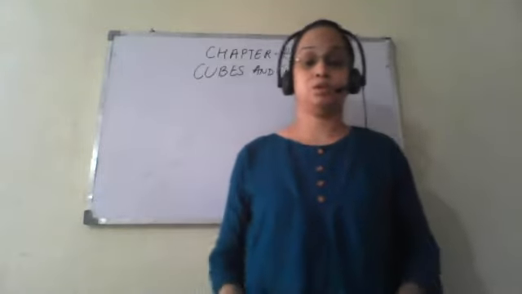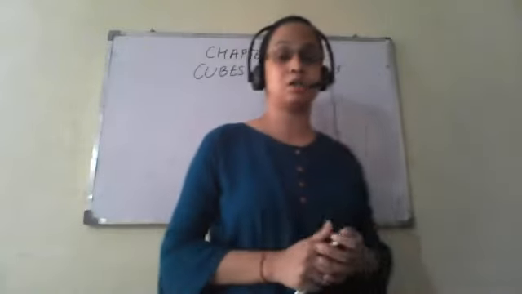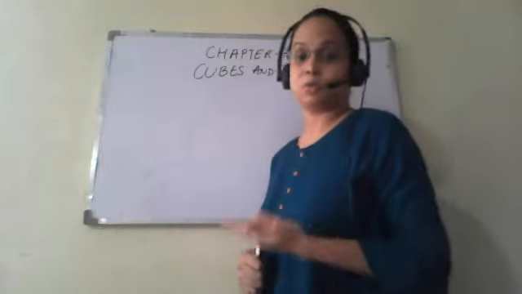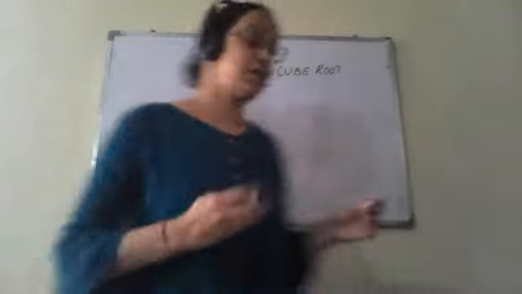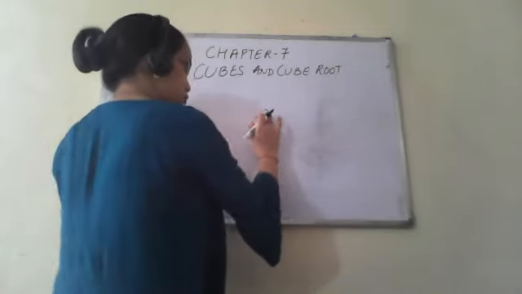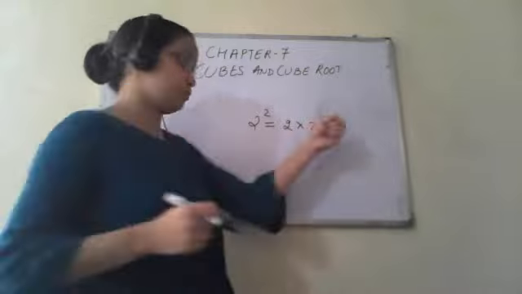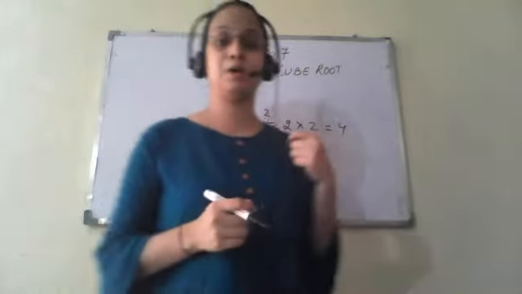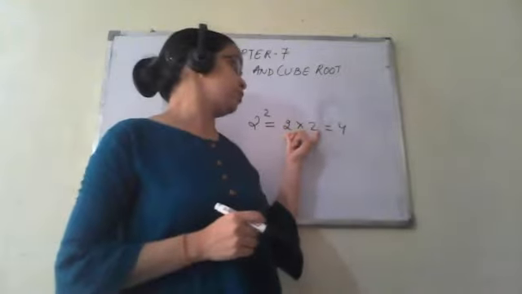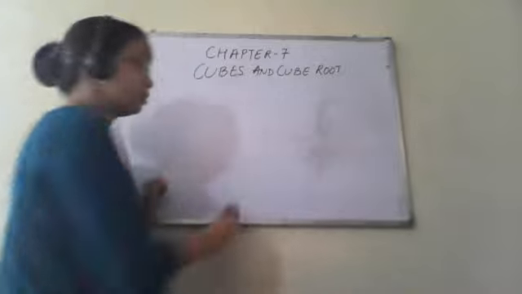As we have discussed squares and square roots, perfect squares were such numbers which can be expressed as a product of itself. If I say 2 square, it is 2 into 2, so 4 will be a perfect square number. So 4 can be denoted by the product of itself. Similarly, there are certain numbers which are called perfect cubes.